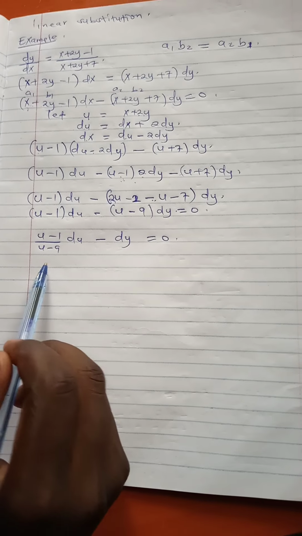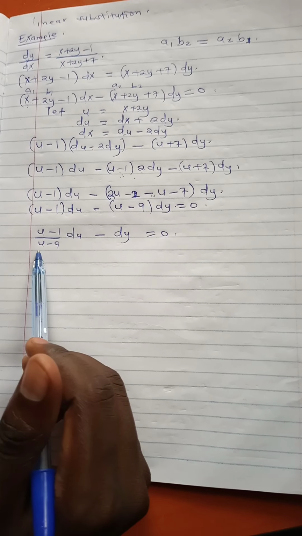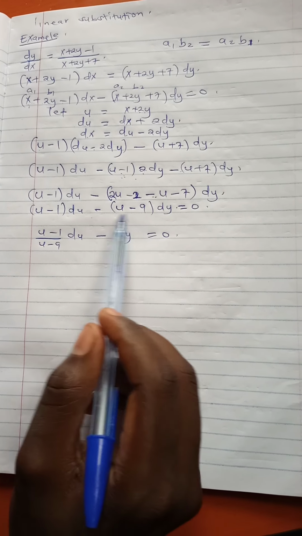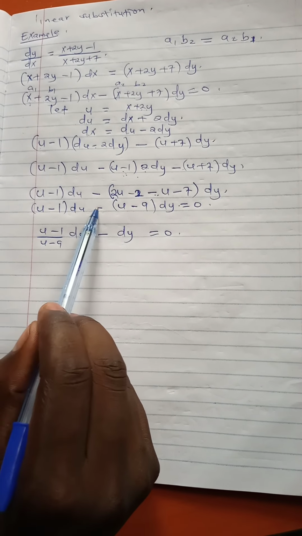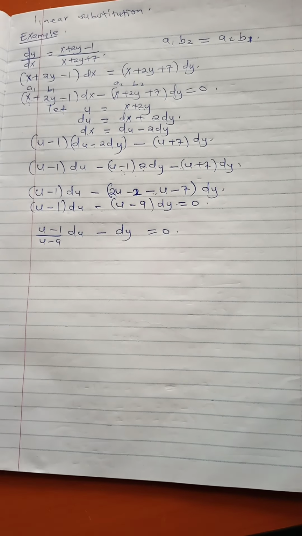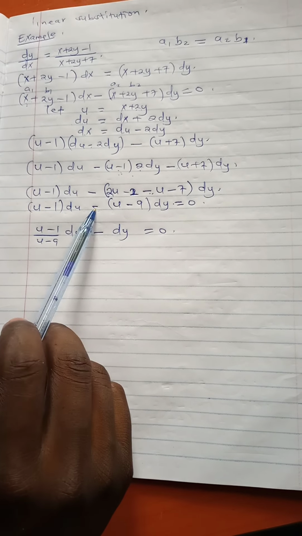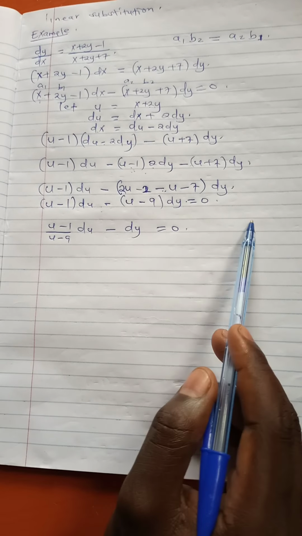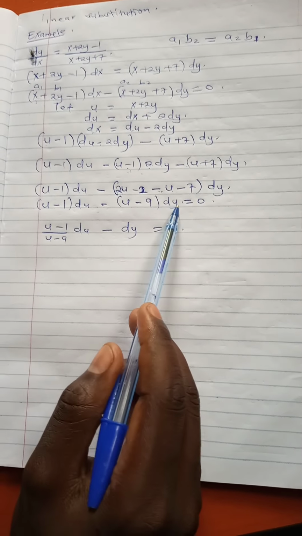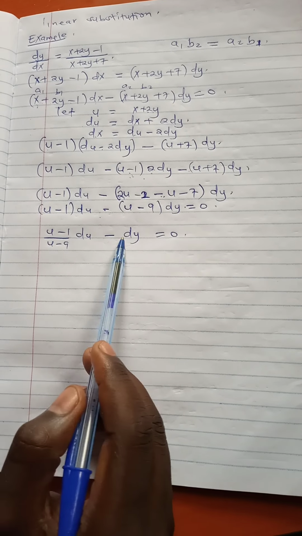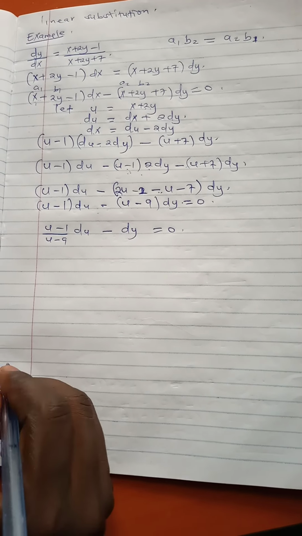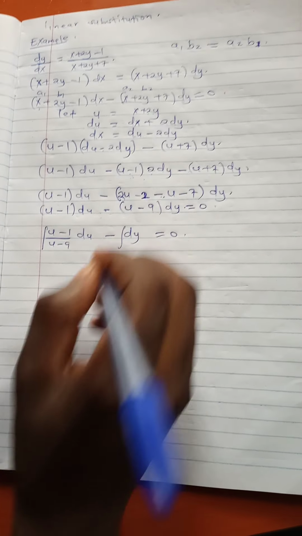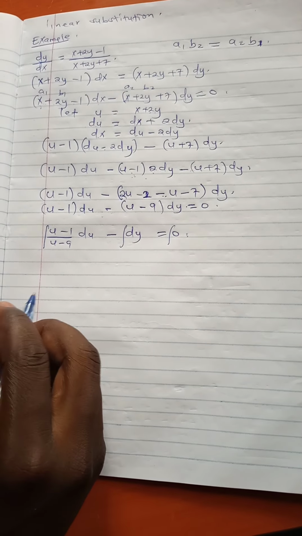Somebody may be asking how I have written it at this point. You realize that I can directly divide by u minus 9 without necessarily changing the sign, because when my u minus 9 crosses to the other side, it is negative, so it will become positive. When I divide and return dy to the other side, it will remain minus. And as I said earlier, ODE is always all about integration, so we will integrate both sides.